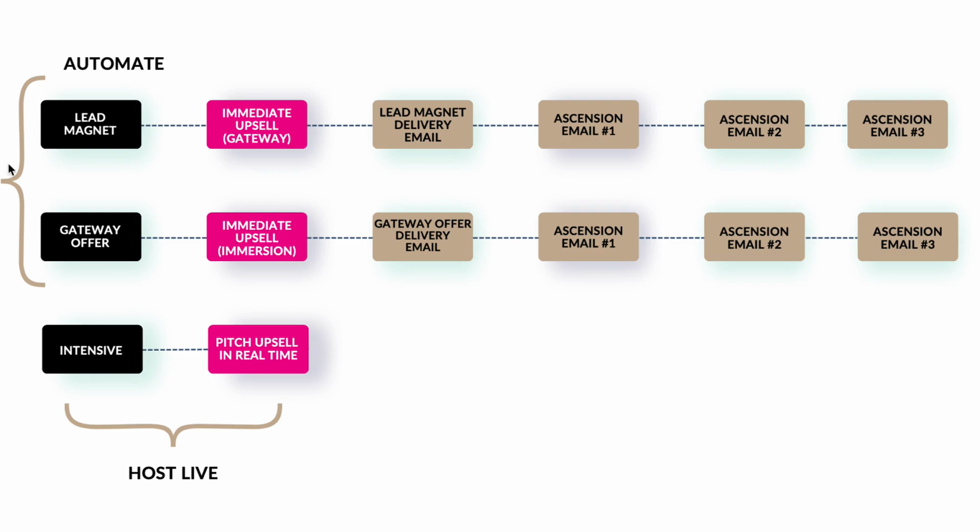So in the Freedom Income Formula, we set all of this up and automate all of this. So all you have to do is show up live to your intensive or the fast track experience, and then to the people who are in the intensive, you're just going to pitch your upsell in real time. So this is how the majority of your stuff is going to be automated, but still have that high touch connection here live. So imagine doing this in a month's period of time.